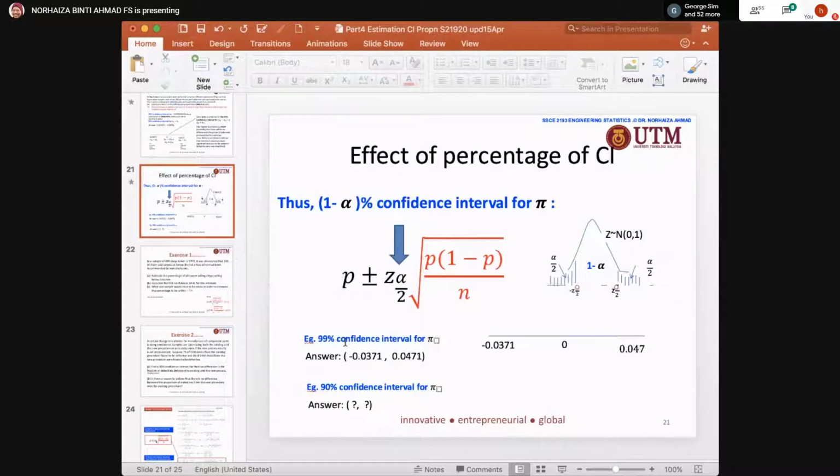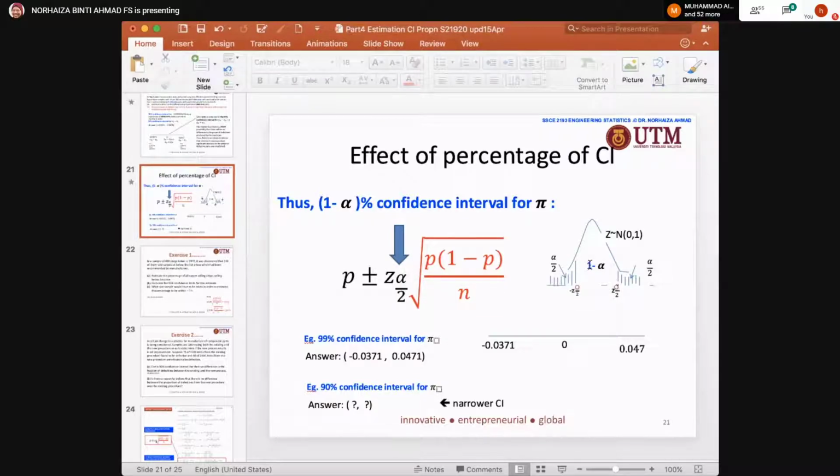Naturally, for 99% I've got, for example, 2.3 something. So if 99% is 2.3, at 90% I'm going to make my confidence interval more narrow. So let's say this is my 90%. Basically, I'm going to have a narrower confidence interval here, because it affects my value of z alpha over 2.